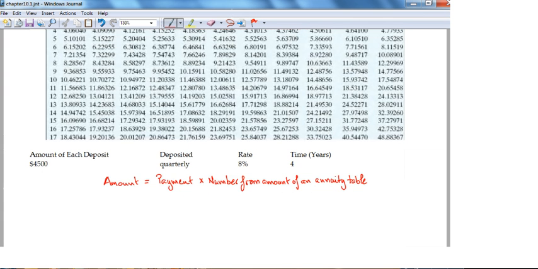First, we have to look at the interest. Since the interest is 8%, and it's deposited quarterly, we must divide by 4. That will give us 2% earned per quarter. Let me write it.